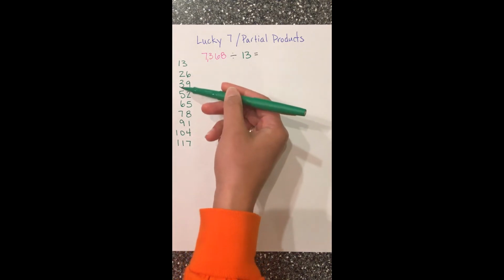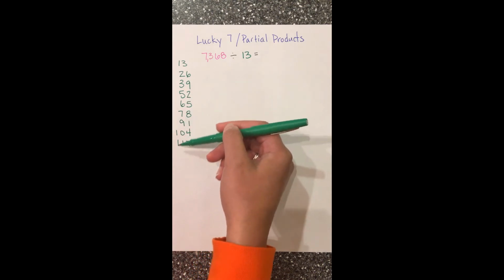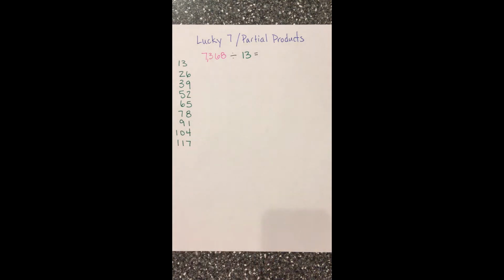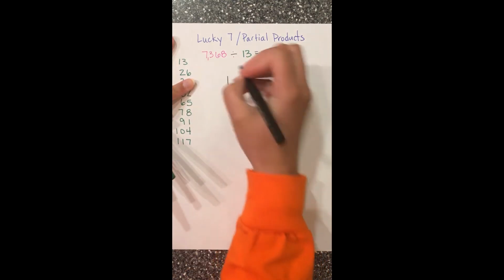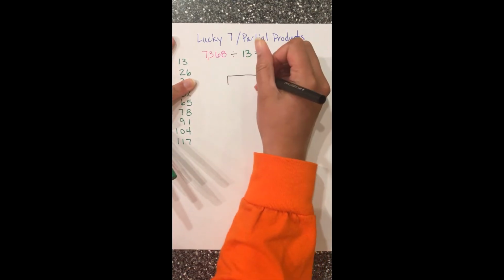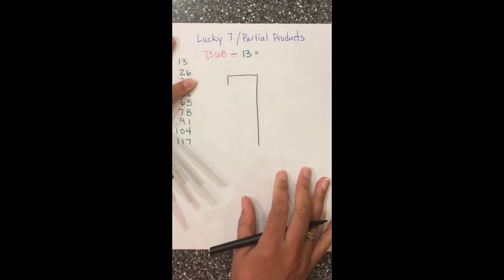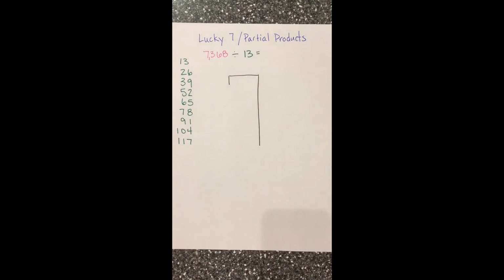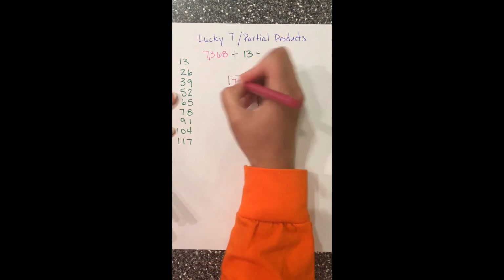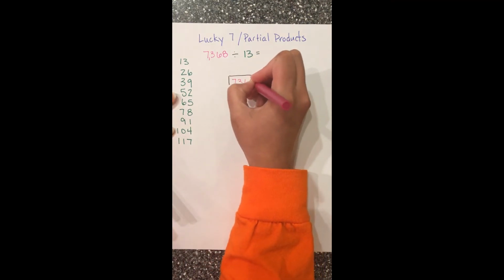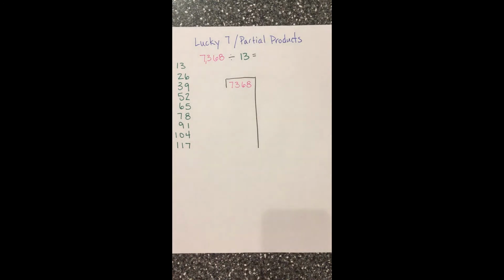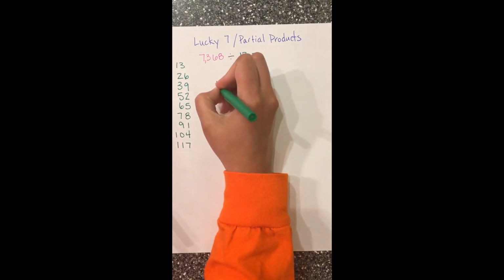We have 1, 2, 3, 4, 5, 6, 7, 8, 9, and in order to do the lucky 7, we draw a lucky 7 box that looks like a 7. We place our dividend on the inside, which is 7,368, and we place our divisor on the outside, which is 13.